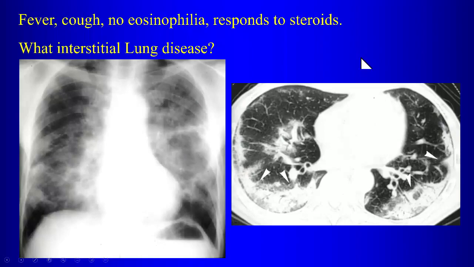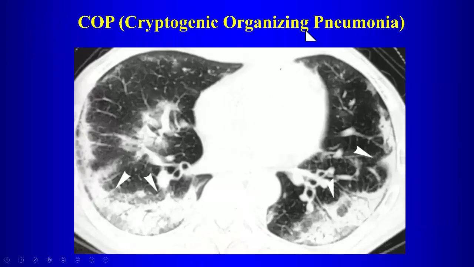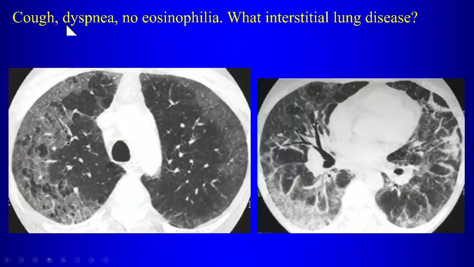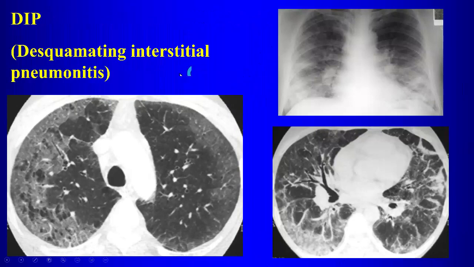That's organizing pneumonia, right? That's an interstitial lung disease, cryptogenic organizing pneumonia. That can also give you peripheral consolidations. Cough, shortness of breath, no eosinophilia. What other interstitial lung disease can give you peripheral ground glass opacities like that? What do we call this? This, by the way, is also associated with smoking. This is DIP, desquamative interstitial pneumonitis. So this can also give you peripheral consolidations. They tend to be ground glass. This is associated with smoking, so that's DIP.